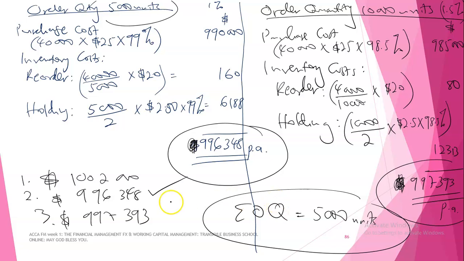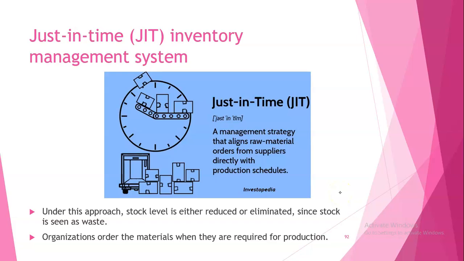All right. So let's proceed to the just-in-time context. The just-in-time inventory management system. This is a management strategy that aligns raw material orders from suppliers directly with production schedules. Under this approach, stock level is either reduced or eliminated since stock is seen as a waste.